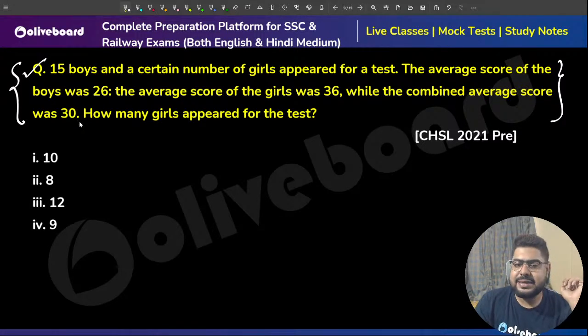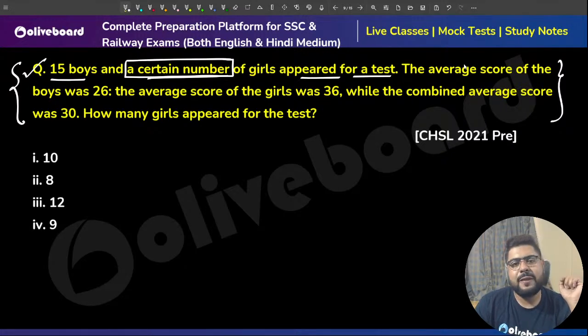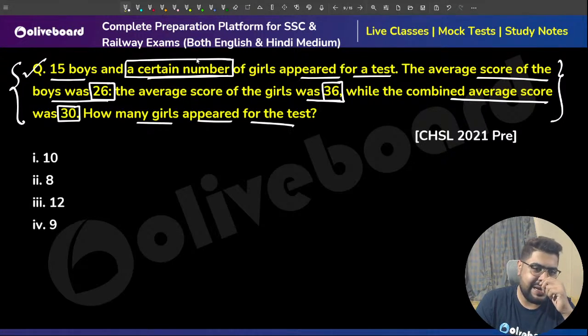Let's read the question. 15 boys and a certain number of girls appeared for a test. Meaning, I don't know the number of girls. The average score of the boys was 26. Average score of the girls was 36. Keep this information in mind, while the combined average was 30. How many girls appeared for the test? That number only.